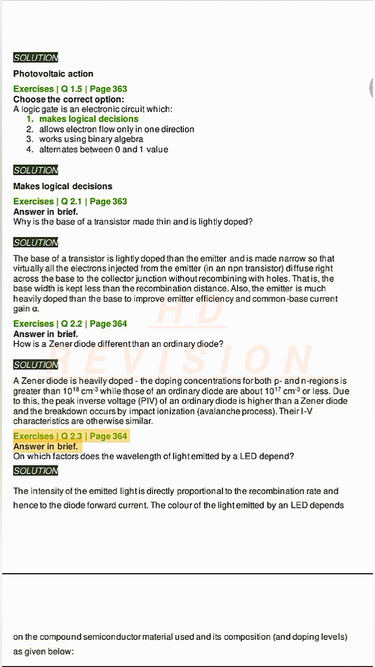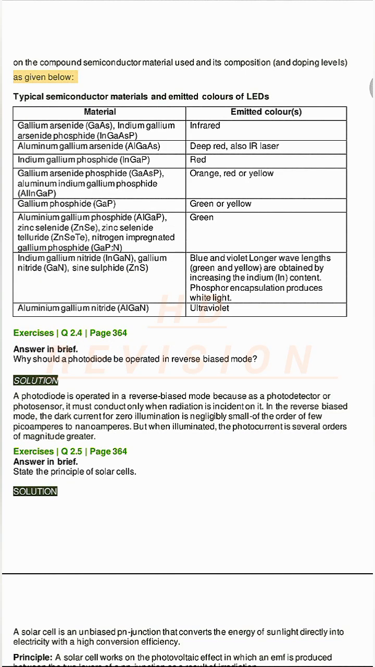Exercises Q2.3, page 364. Answer in brief. On which factors does the wavelength of light emitted by an LED depend? Solution. The intensity of the emitted light is directly proportional to the recombination rate and hence to the diode forward current. The color of the light emitted by an LED depends on the compound semiconductor material used and its composition and doping levels, as given below. Typical semiconductor materials and emitted colors of LEDs.